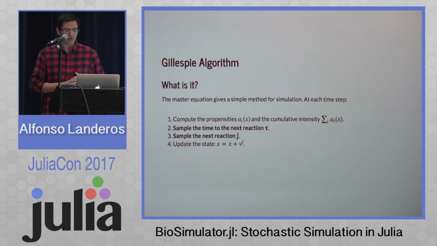There are really only 4 core steps in this, and it involves computing these propensity functions and a cumulative intensity. The idea is that we sample from some sort of distribution to understand when the next reaction fires and what the next reaction that fires is. Once we have that information, all we have to do is update our state x by some vector that describes the changes.